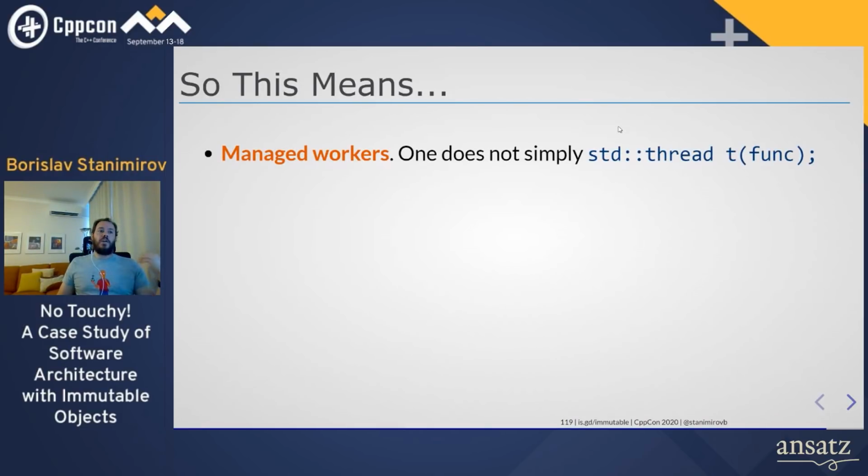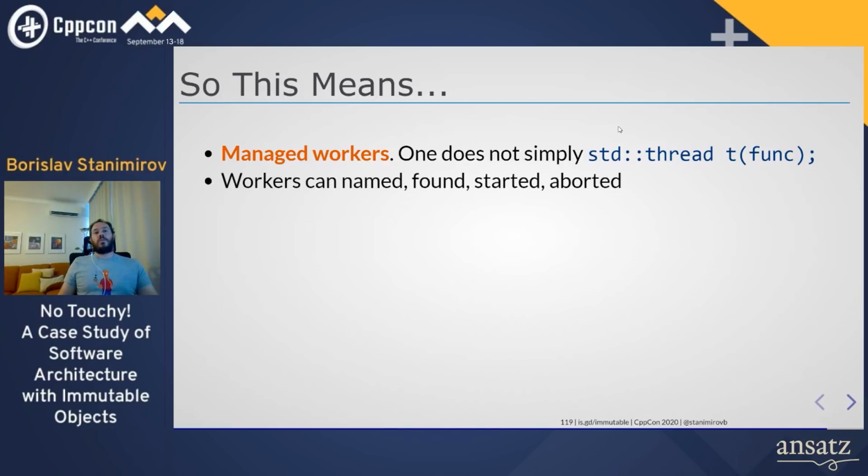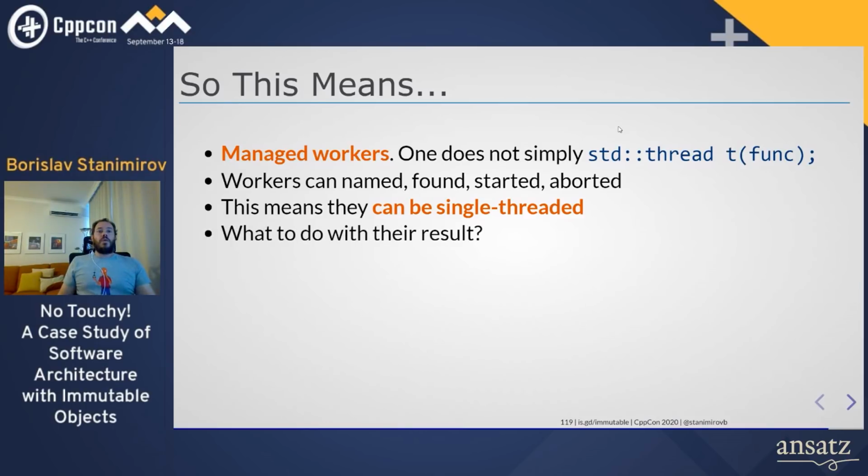So basically this means that our workers are managed. It's not simply running a std thread. Workers can and should be named, they can be found, they can be started and aborted. They have their own state, basically. And there is a state which represents all workers currently running. That's not necessarily all workers in the application itself. It could be all workers for a certain service. Like we don't mix the workers for the MRI with the workers for the auto contouring for identifying anatomical structure inside the patient.